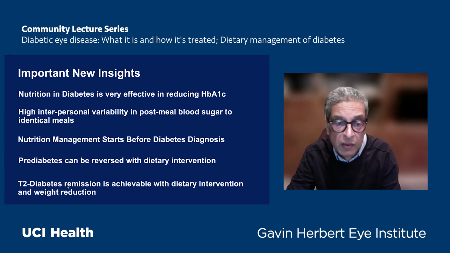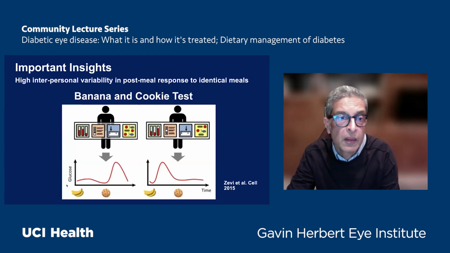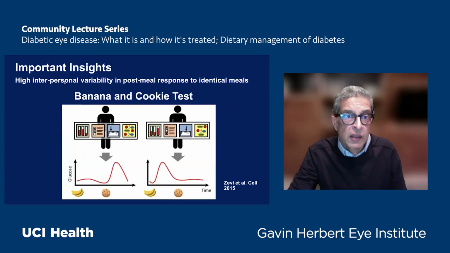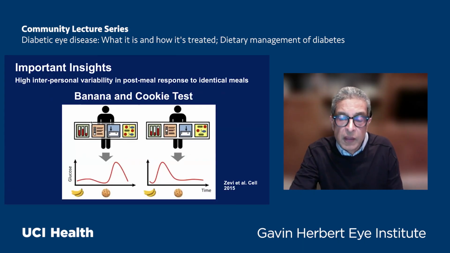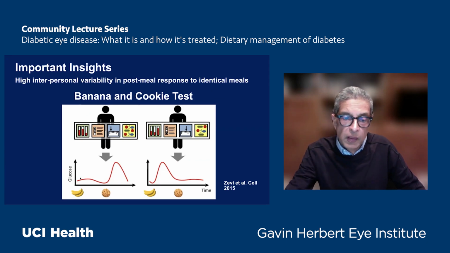They can maintain or control their diabetes without that. So let's get to the interpersonal variability. There was this study, already a decade old, but it still reverberates in the field: the banana and cookie test. They gave two different people a banana to eat and a cookie to eat.